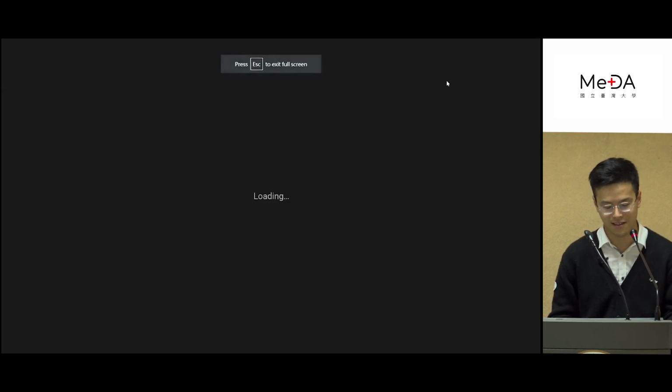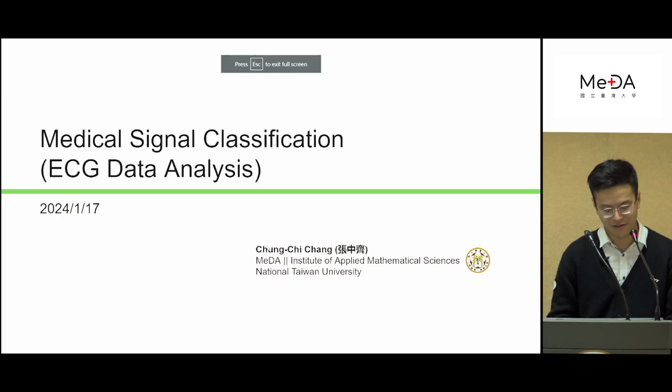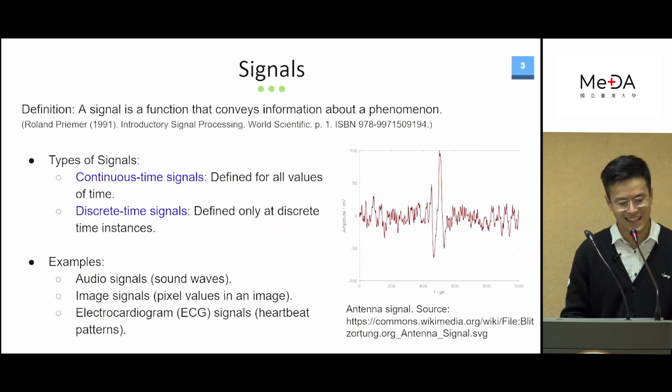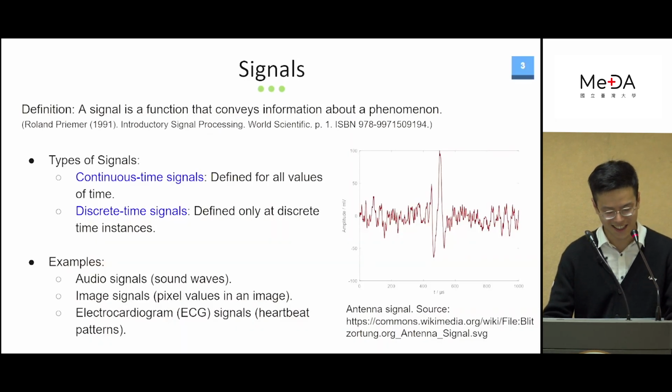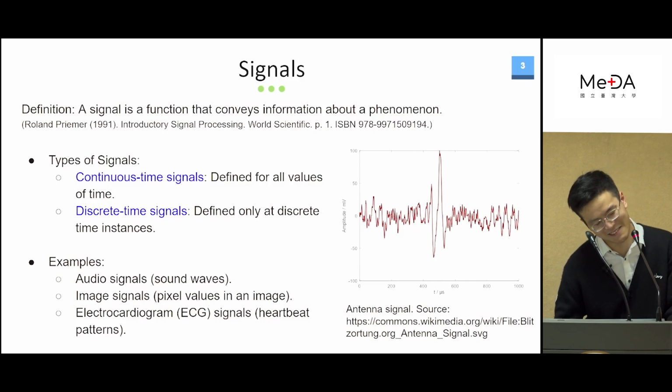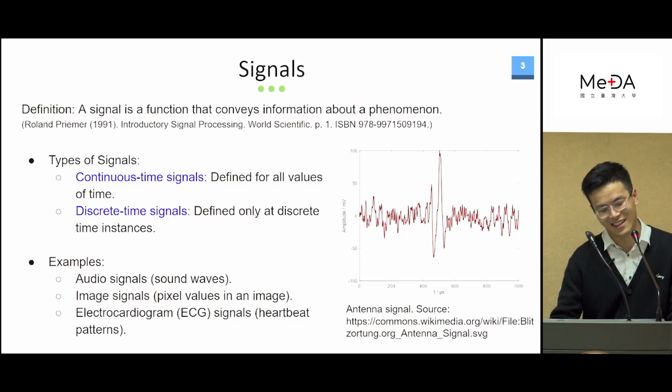I'm from MeDA, I'm Zhongqi. Signals are really common, and we have a bunch of signals in real life. Here is some introduction on how to proceed with signals. A signal is basically a function that contains some kind of information about something. You can regard everything as a function pretty much, so pretty much everything is a signal.